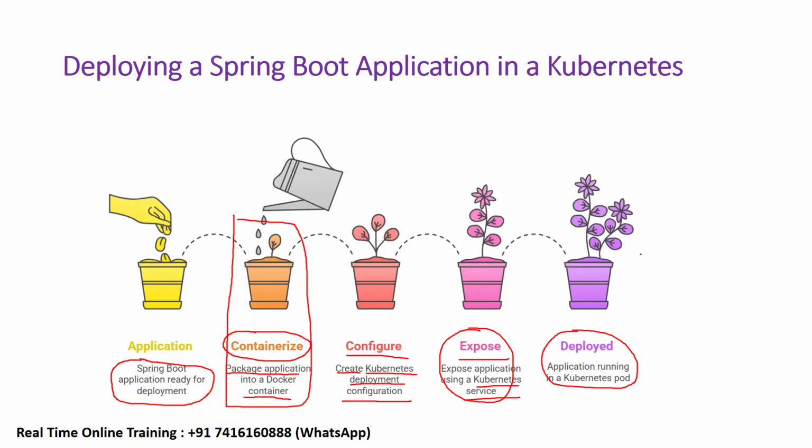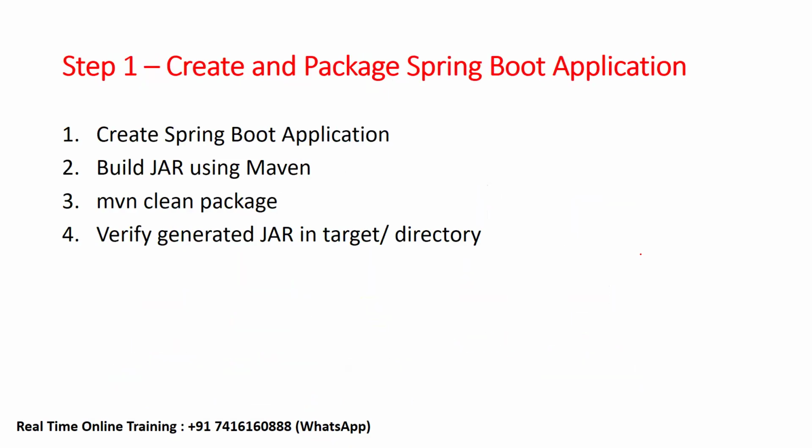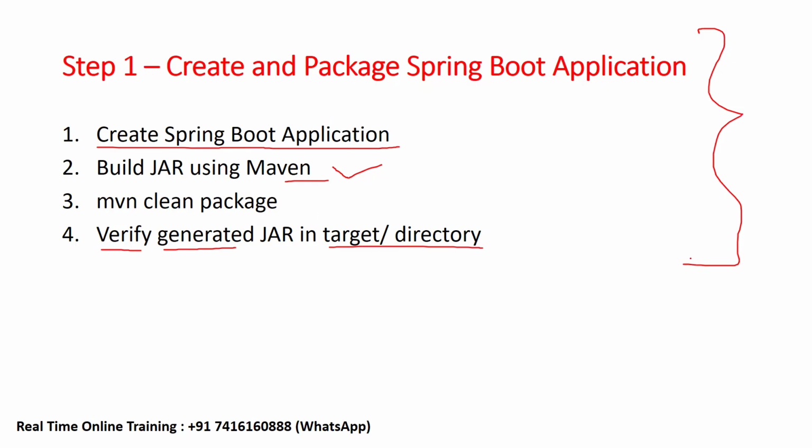Okay. Now, what is step one? First, we need to create our Spring Boot application. Then we need to build the jar using Maven. Either if you install Maven in your local system, by command prompt you can generate the jar, or if you are using STS, you can directly generate the jar. And verify the generated jar in the target directory. Now we'll start step one, creating our Spring Boot application.